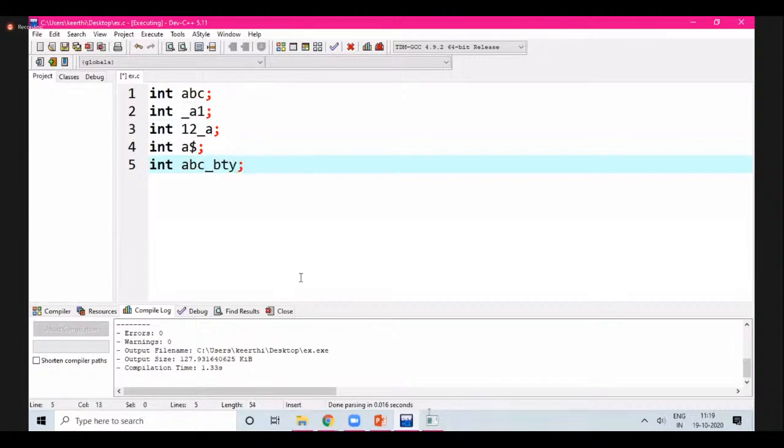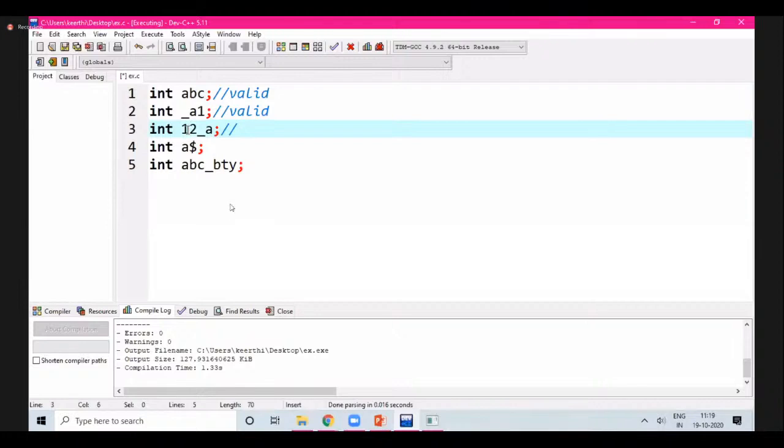So I gave 5 examples here. If you see the rules of identifiers, in line number 1, ABC is my identifier, that is nothing but a variable name. So it is allowed. This is a valid case because the first letter is an alphabet. Line number 2 is also valid because you can use underscore as a special symbol. Line number 3 is invalid because, as the rules say, the first letter should be an alphabet or underscore, but here you have a numerical constant, which is not allowed.